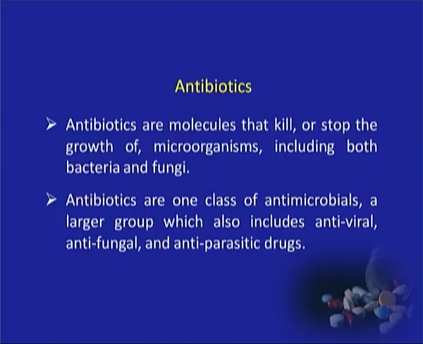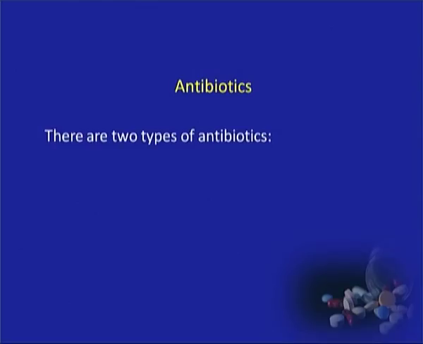It is a larger group which also includes antiviral, antifungal and antiparasitic drugs. So, what are antibiotics? Antibiotics are the chemicals produced by or derived from microorganisms. The first antibiotic was discovered by Alexander Fleming in 1929, a significant breakthrough for medical science.